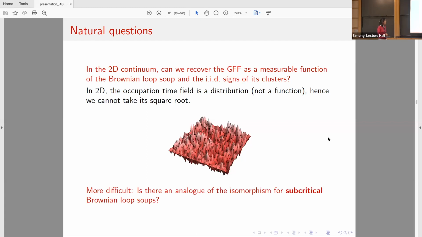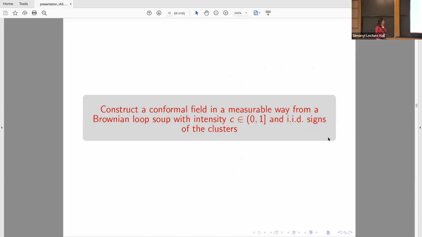Another natural question, which is more difficult, is to find an analog of the isomorphism for loop soups at subcritical intensities, say smaller than 1. And there were no results like this, even on discrete graphs. So now with this background, I can present our construction of conformal fields in a measurable way from a loop soup with intensity c between 0 and 1, and i.i.d. signs of the clusters.